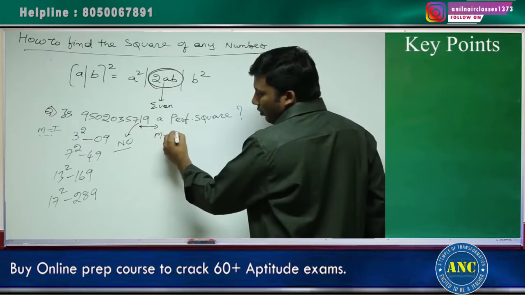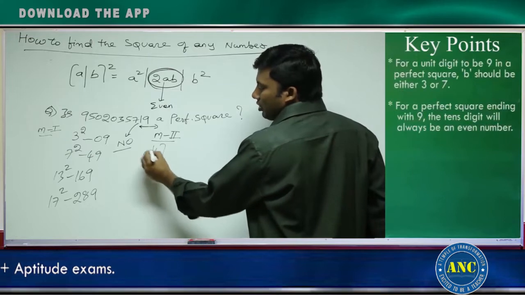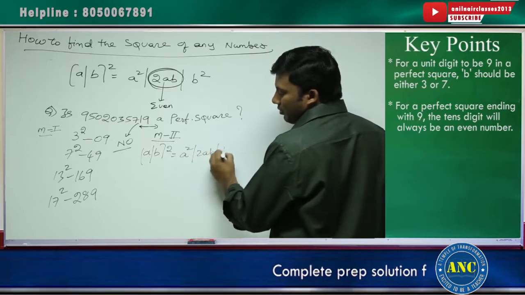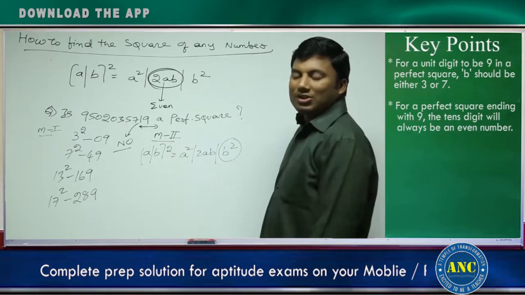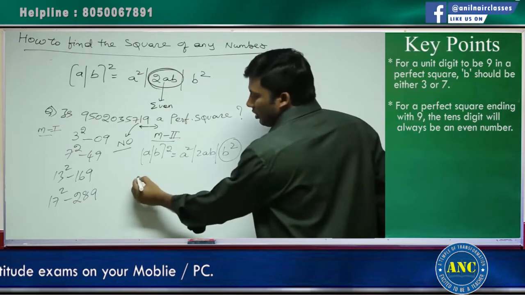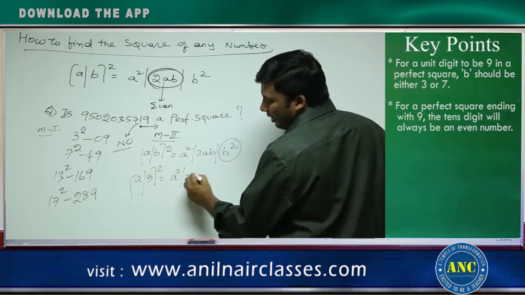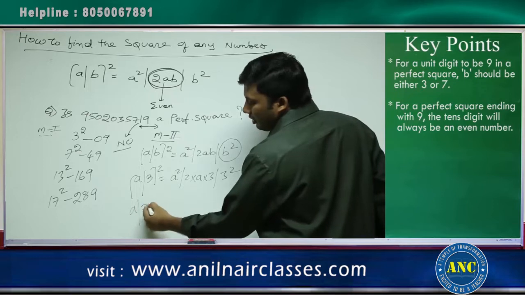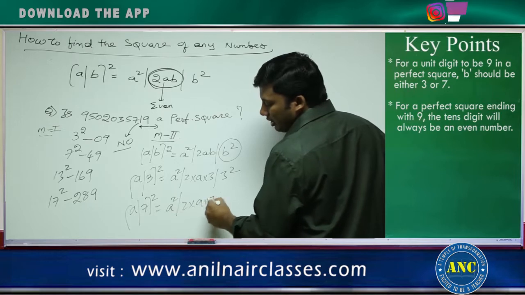Let me prove it by using this concept. Method 2. To find the square of a number, just now we discussed (a+b) whole square is a square plus 2ab plus b square. To get 9, b square should give me 9. For b square to give 9, what should be the value of b? Either 3 or 7. So this will be (a+3) whole square: a square, 2ab, b square. Next will be (a+7) whole square: a square, 2ab, and b square.